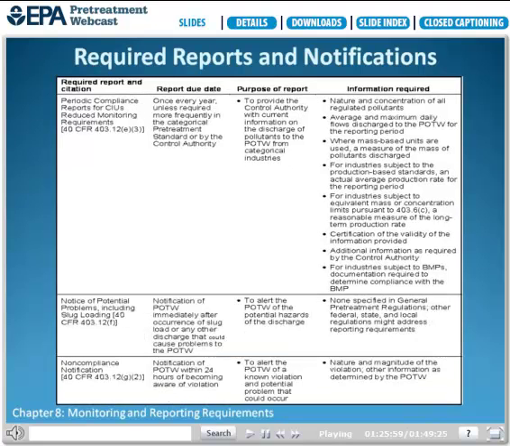There's also requirements for reporting slug loadings, or the requirement to notify the POTW if there's a discharge that has a potential to cause problems, so that the POTW can possibly make adjustments to their system to avert a problem with complying with their NPDES permit.